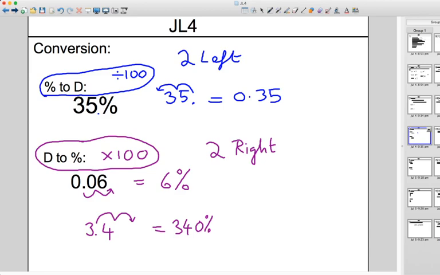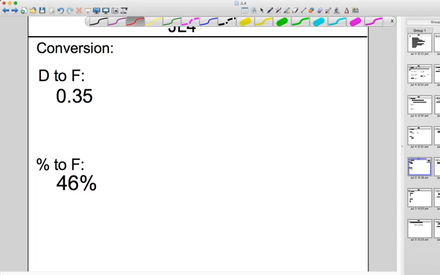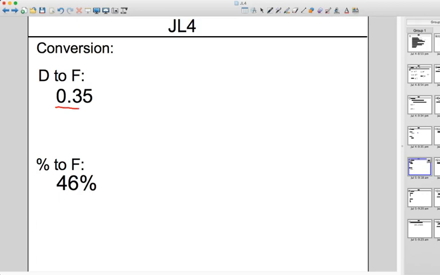Right. Hope that's been helpful. Decimal to a fraction. Okay, this one is a bit more tricky. The first thing you've got to do when you want to convert a decimal to a fraction is to write the decimal over 1.